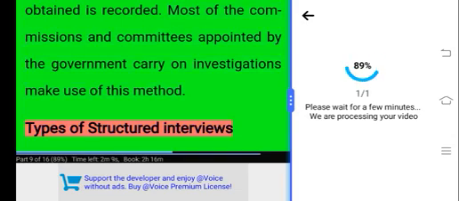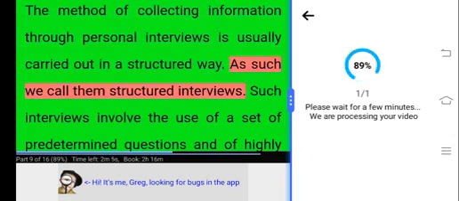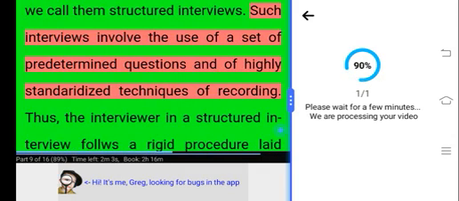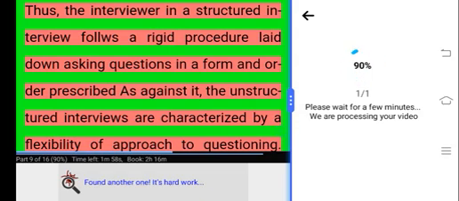Types of structured interviews. The method of collecting information through personal interviews is usually carried out in a structured way. As such we call them structured interviews. Such interviews involve the use of a set of predetermined questions and of highly standardized techniques of recording. Thus, the interviewer in a structured interview follows a rigid procedure laid down, asking questions in a form and order prescribed. As against it, unstructured interviews are characterized by a flexibility of approach to questioning.